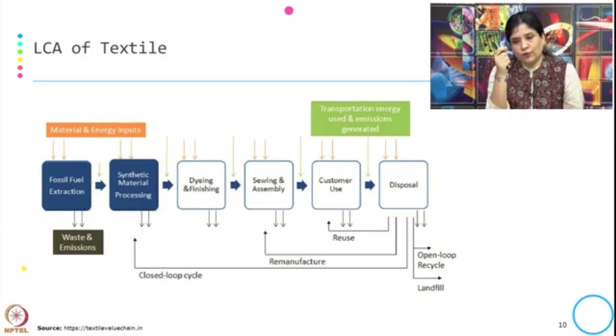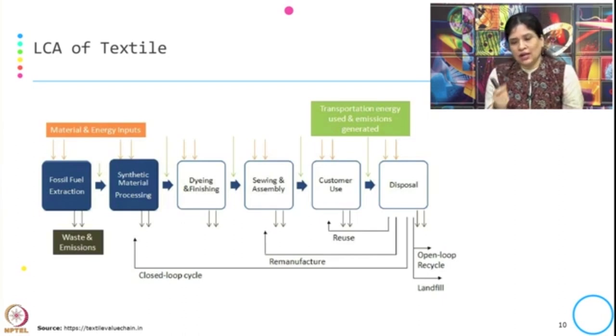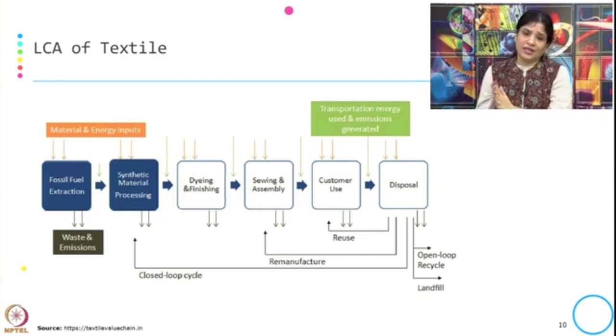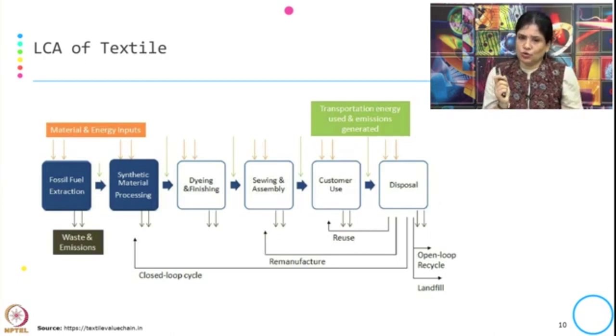So, if from the disposal you are reusing and bringing back again to the initial loop of the product life cycle, that is the processing, then this is a closed loop cycle. And open loop is when the disposal is either going for landfill or going for the open loop recycle. But if it is a closed loop cycle, whatever the disposal happened, that gets recycled and goes back again to the product life cycle.